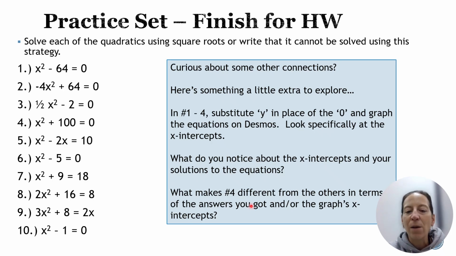And then what makes number 4 different from the others in terms of the answers you got and or the graph's x-intercepts? Because when you solve it, 4 is going to have different kinds of answers. And then how does that show up on the graph?